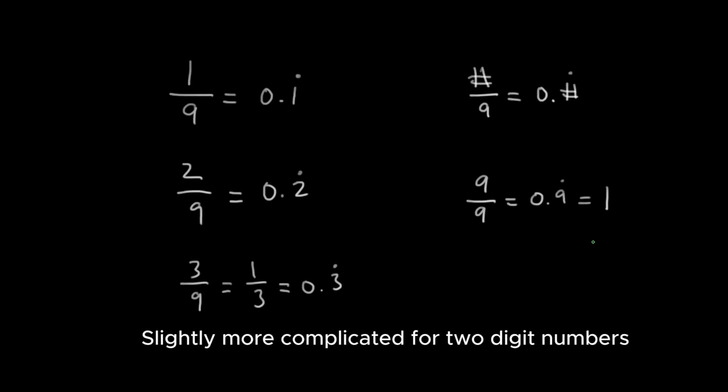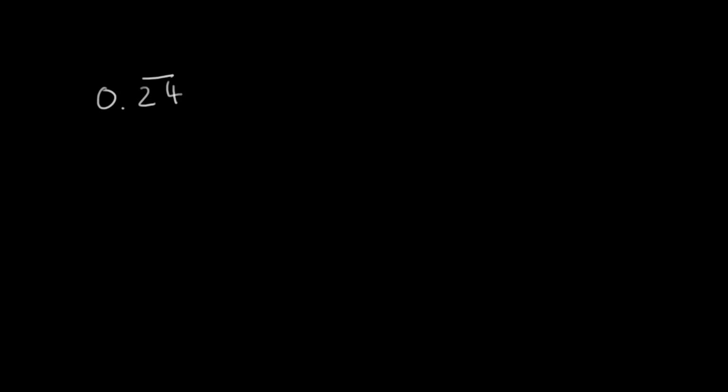Whenever you see a line over 2 digits after a decimal, that means that that's also repeating like the dot, except it means both numbers are repeating. So this is the same thing as 0.24, 24, 24, forever.